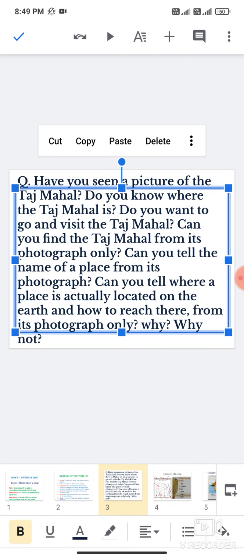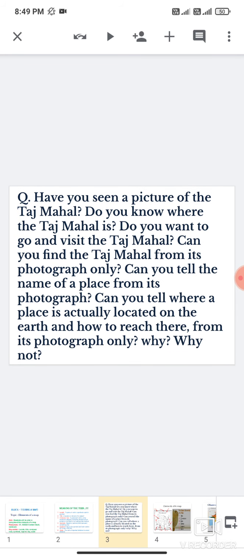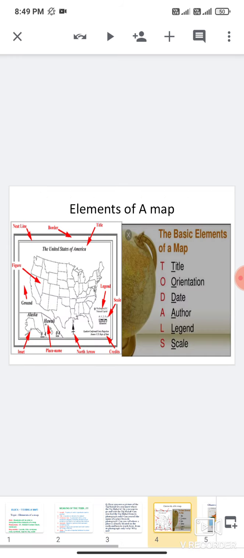Alright, students, today you will learn how to find places. Before that, let me just give you an example. I'll just give you an example of the elements of a map. So these are the elements of a map.